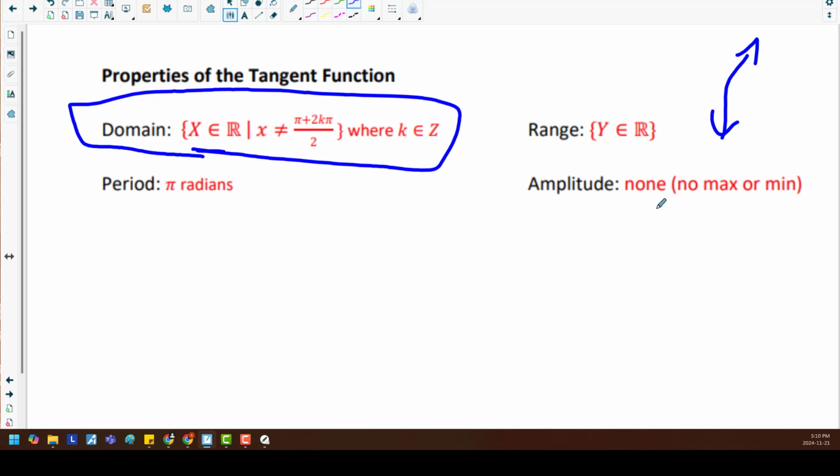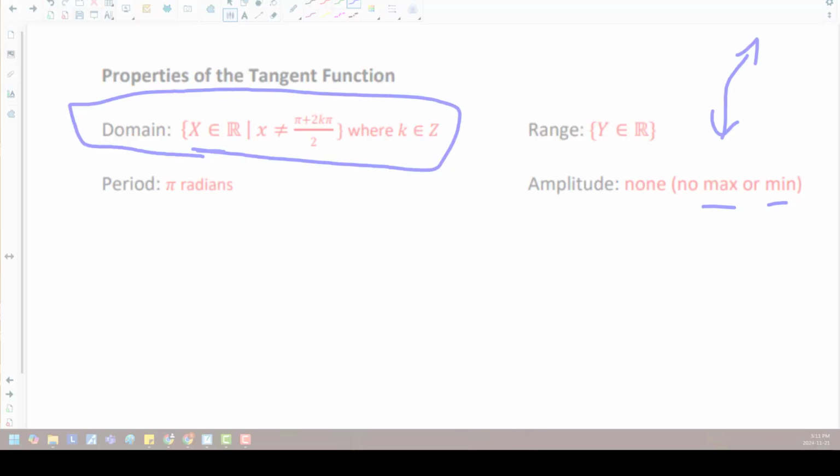And down. Amplitude, there is no amplitude because there is no maximum or minimum point. So very different from our cosine and sine functions. All right.